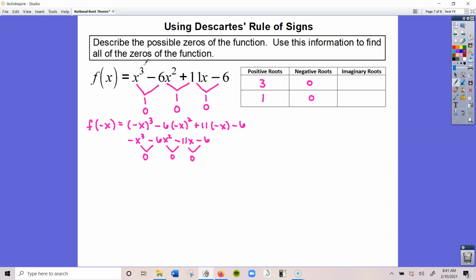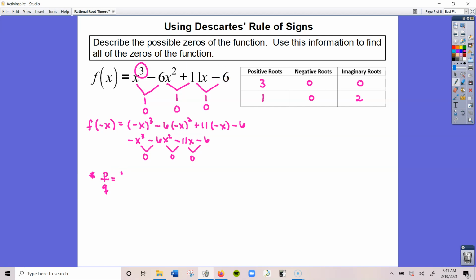Now remember, we're supposed to have a total number of 3 zeros. If I have 3 positive roots and no negative roots, there's no room for imaginary roots. If I have 1 positive root and no negative, remember it has to add up to 3, so that must mean that I would have 2 imaginary roots. So let's start by testing out positive numbers. Well, first I need my list, right? So P over Q.